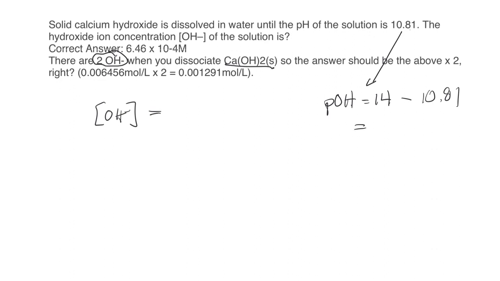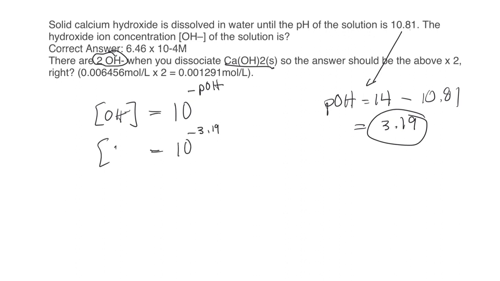So that'll give you 3.19? Hopefully that's right. So that's your POH. And then you put it into here, 10 to the negative POH. So it's 10 to the negative 3.19. Figure that out, and that'll give you the hydroxide ion concentration.